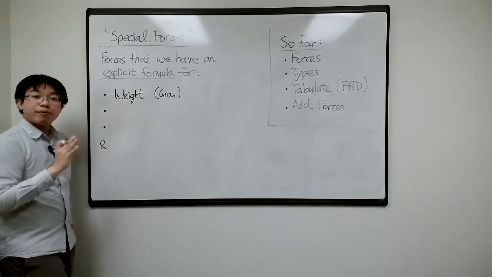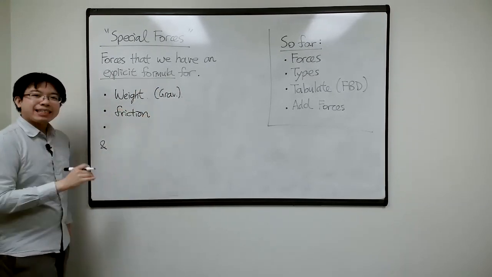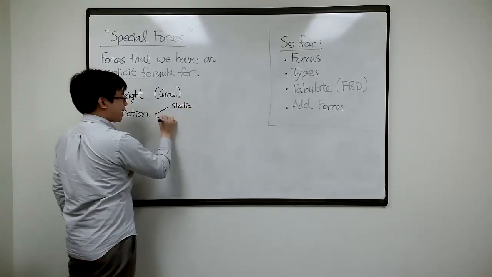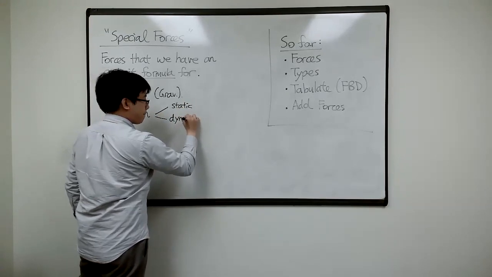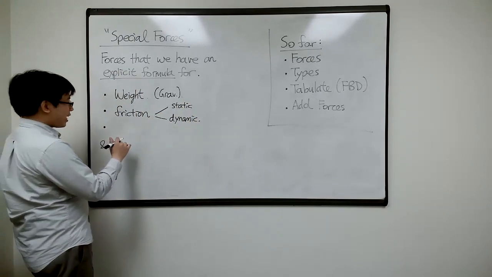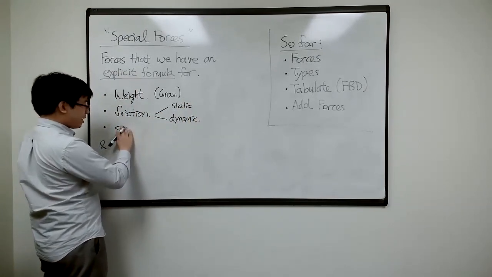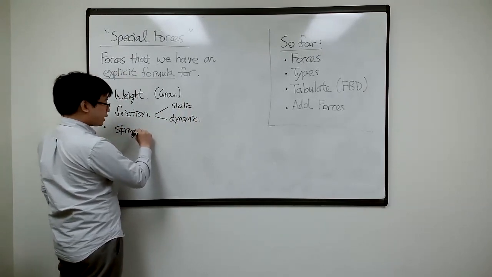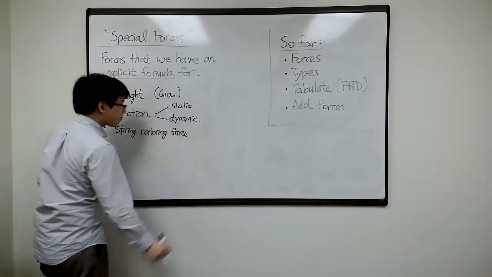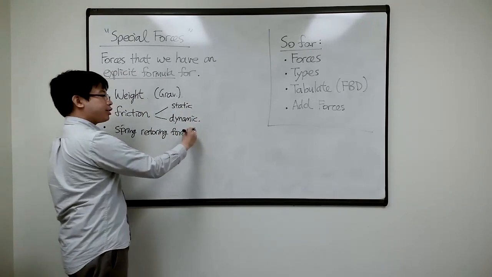Another one that we have a specific formula for, which we will get to, is friction. And in fact, we have two types of friction: static friction and dynamic friction. We'll look at them, and both of them have a formula. And there is another one, the spring restoring force, or just restoring force for short, or spring force if you like. This one, we'll see if we get time to cover it.